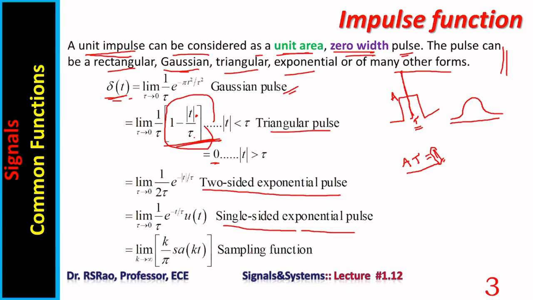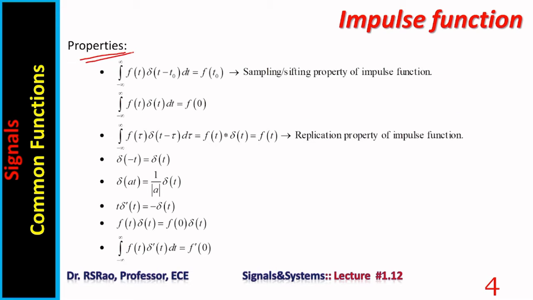A sample function can also be considered. And then the impulse function becomes limit k tends to infinity k by pi sample of kt. Now the properties of the impulse function are considered here. One of the important properties of the impulse function is the sampling or shifting property.